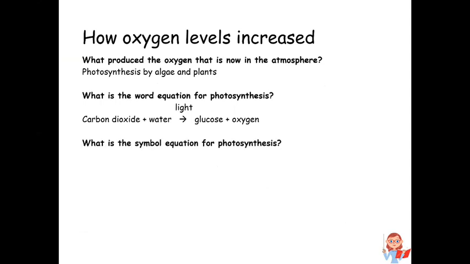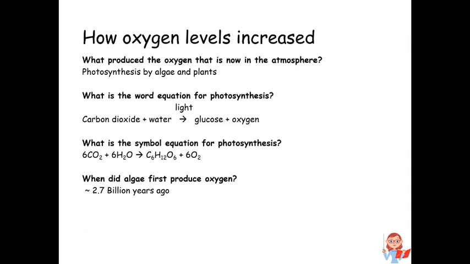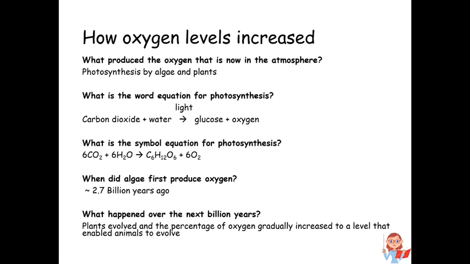What is the symbol equation for photosynthesis? 6CO2 plus 6H2O produces C6H12O6 plus 6O2. When did the algae first produce oxygen? It was approximately 2.7 billion years ago. And what happened over the next billion years? Plants evolved and the percentage of oxygen gradually increased to a level that enabled animals to evolve.